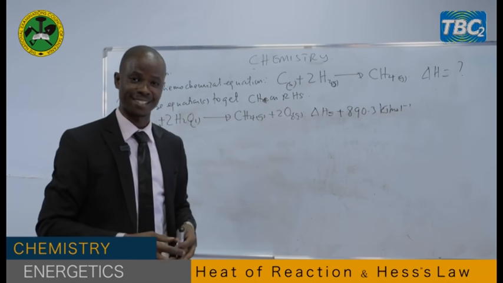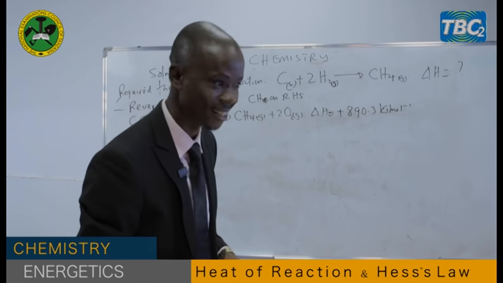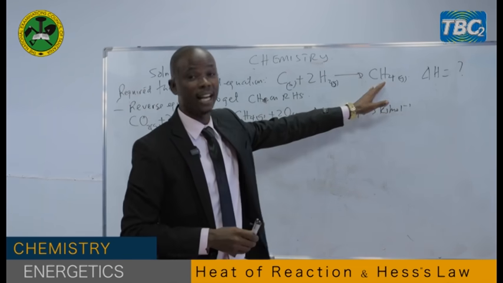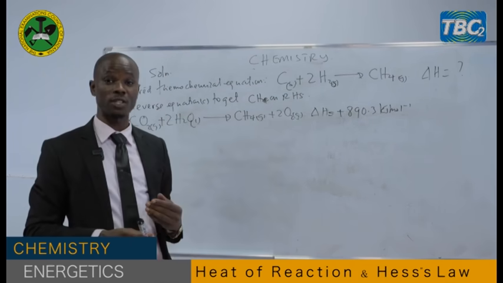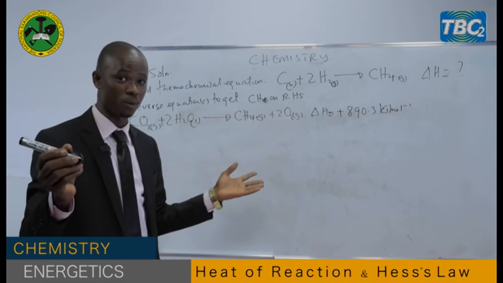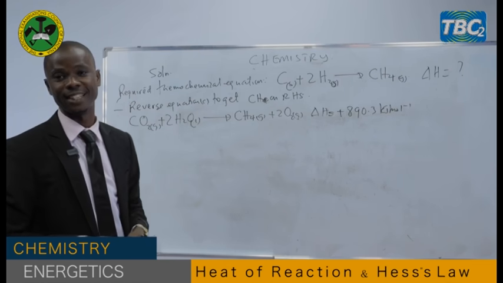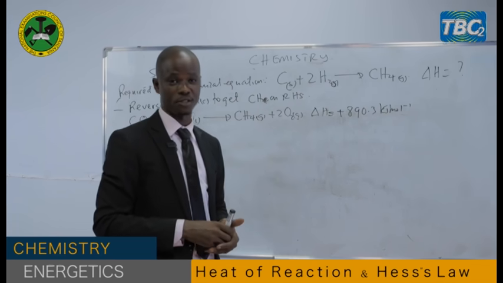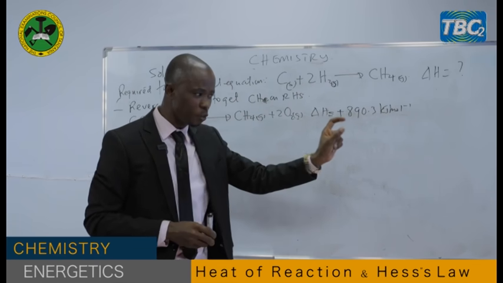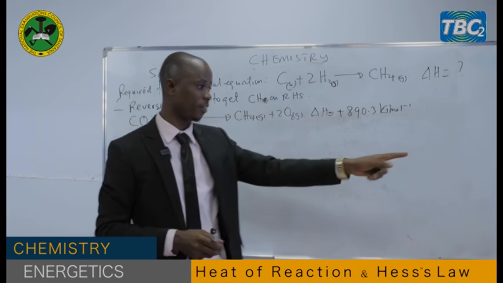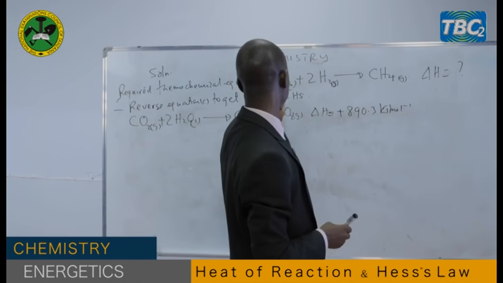So it is very interesting. I'm sure that you're following, my dear students. Now we go to the second part. The product is already there. In the required thermochemical equation that we're looking for, we already have methane on the product side, so there is no problem with that. Now let's come back to the reactants. On the reactant side, we have carbon and hydrogen gas. Now we go back to the 2 remaining thermochemical equations. Let's start with the carbon.